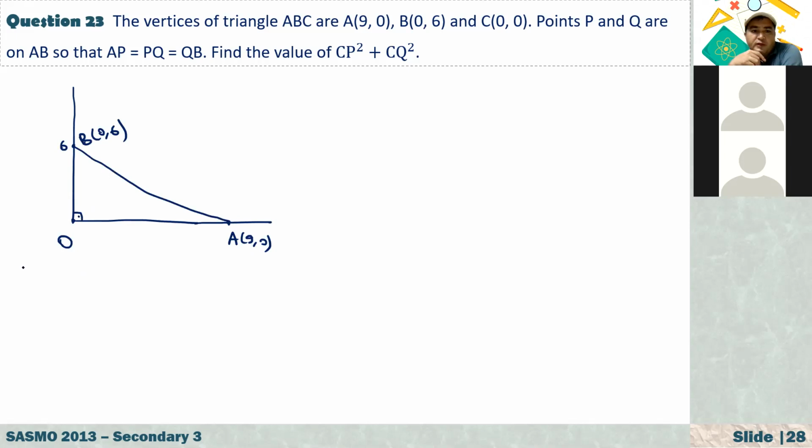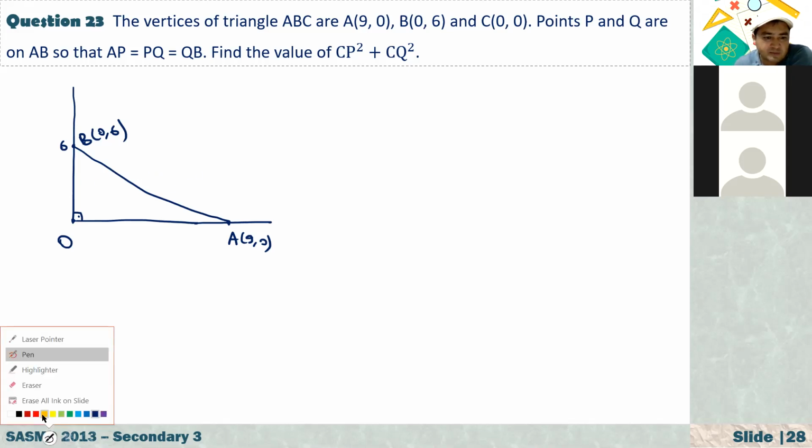Okay. Points P and Q are on AB such that AP is equal to PQ is equal to QB. That means that we are just dividing it into three equal line segments, right? So this one is AP, this one is PQ, and this one is QB. They are all equal.